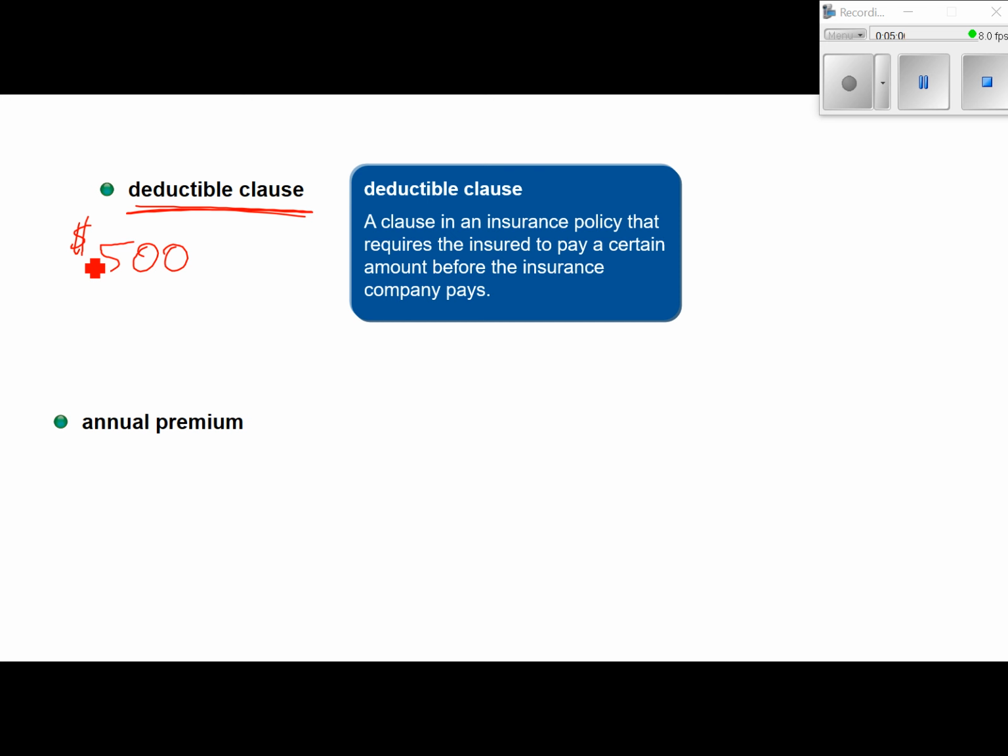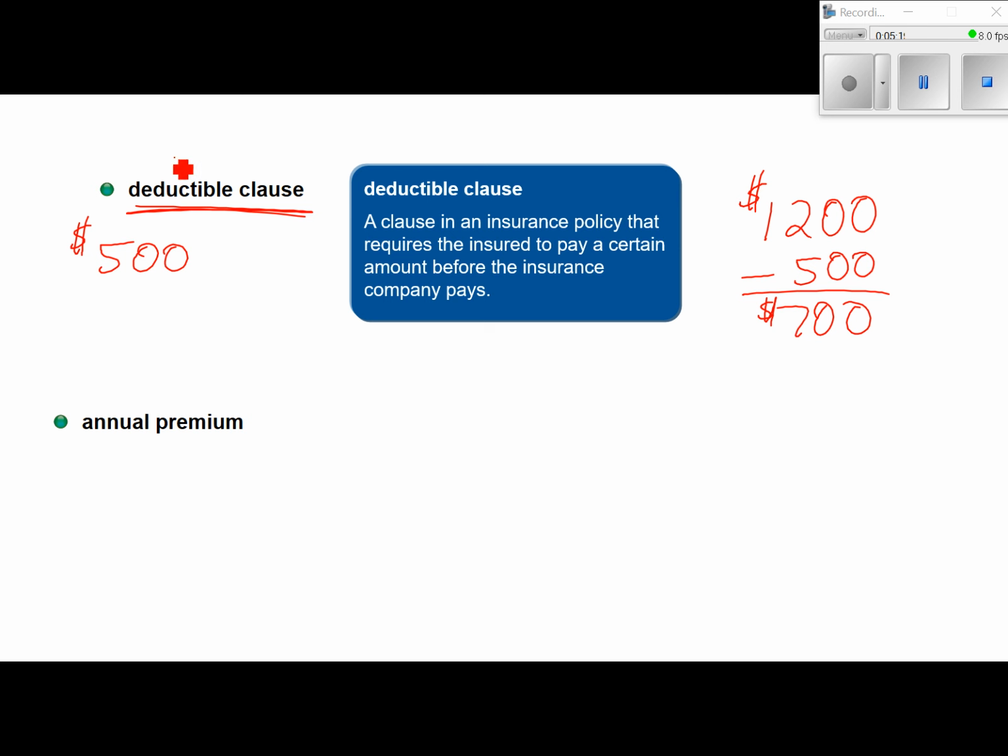If you hit somebody's fence and it costs $1,200 to fix, then you pay the first $500, and the insurance company then will cover the other $700.